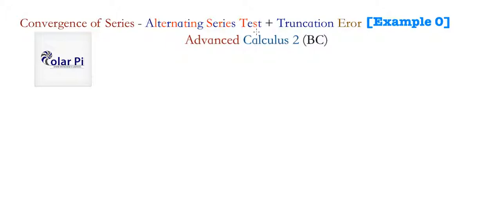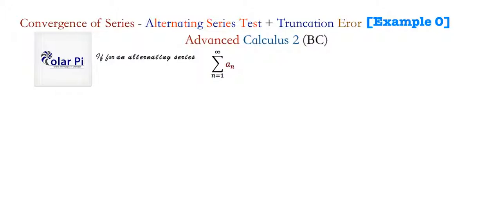And the alternating series test comes with what's called a truncation error. I'll talk about the truncation error in detail in the next video, but I'll give it a brief mention at the end of this video. As this is example 0, we're going to talk big picture. Okay, so let's get on with it.